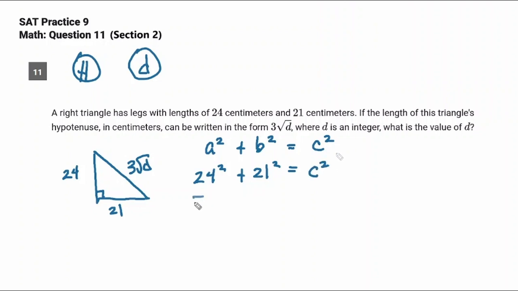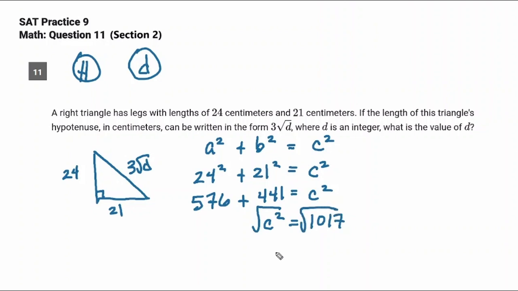Obviously, calculator math. 24 squared, 576, plus 21 squared, 441, equals c squared. So you add those two numbers up. C squared equals 576 plus 441, which is 1017. All right, how do you get to c? So you take the square root. So c equals square root 1017. What's c? C is the hypotenuse. So the hypotenuse, 3 root d equals square root 1017.